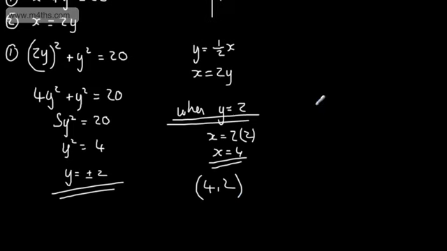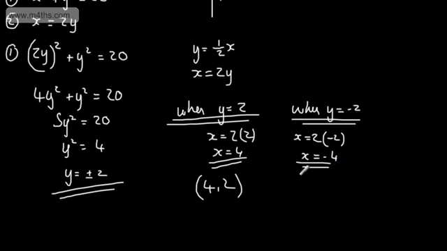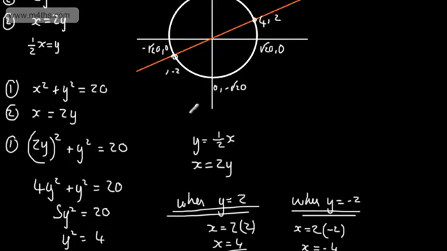We can say now when y is equal to minus 2, because we've got plus or minus 2, we can say now that x will be equal to 2 lots of minus 2. So we've got x will be equal to minus 4. So we've got the points now minus 4, minus 2. And that's going to be this point down here. So that's that one just here. So we've got minus 4, minus 2.